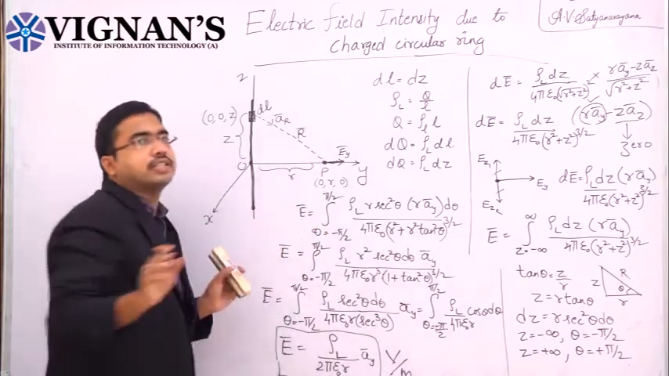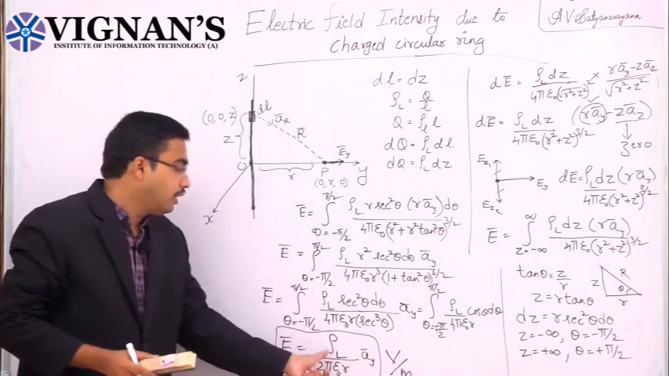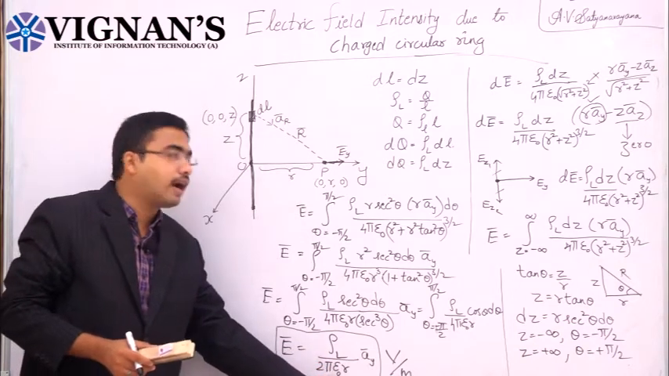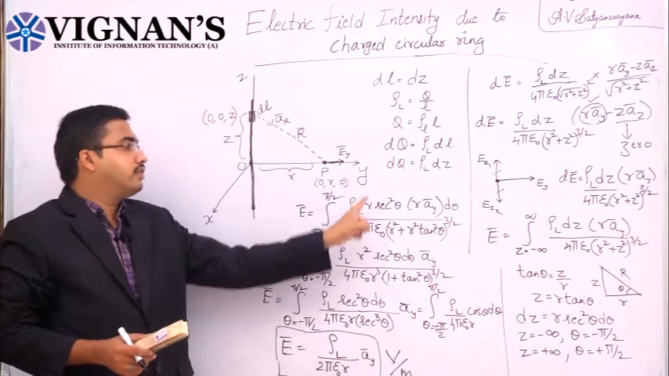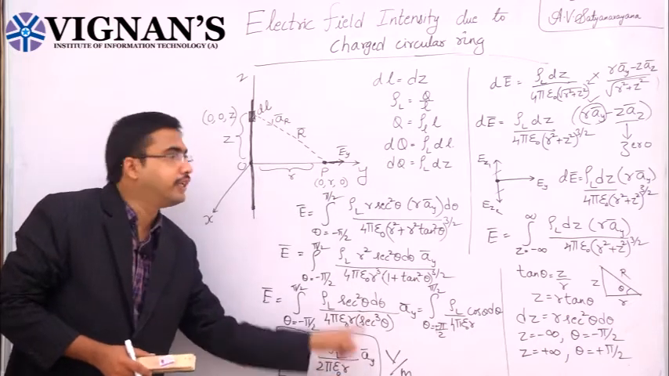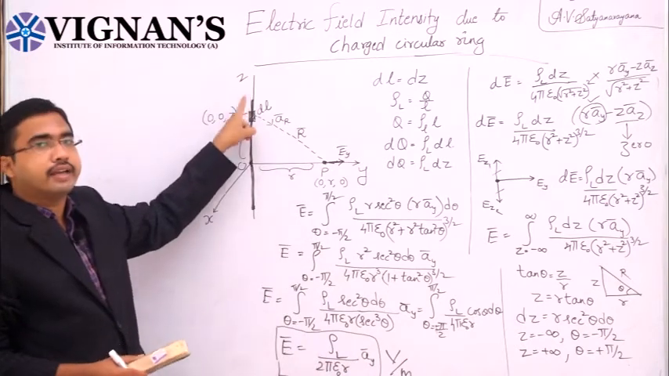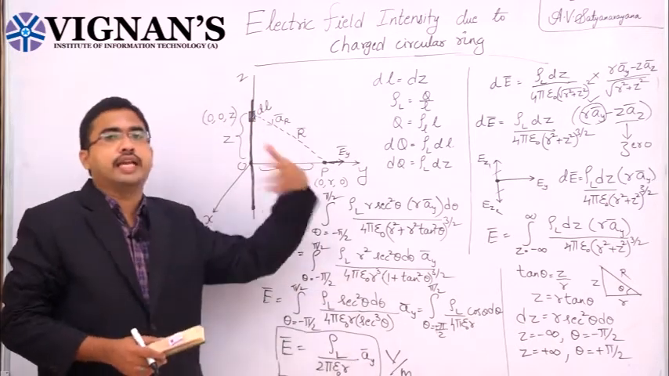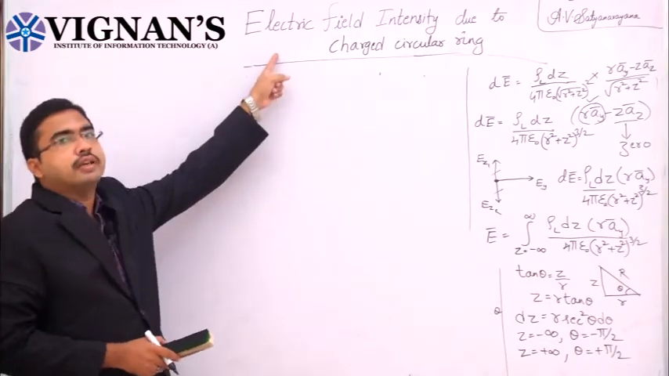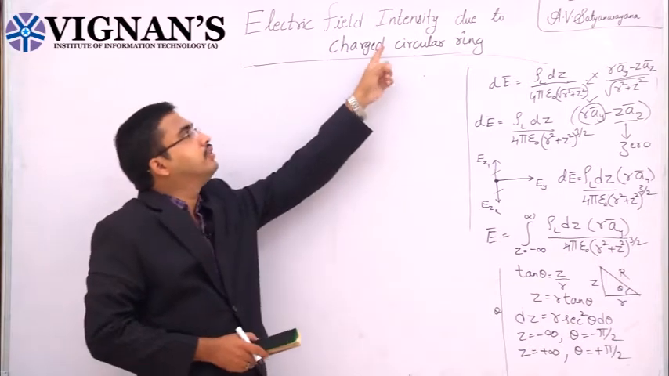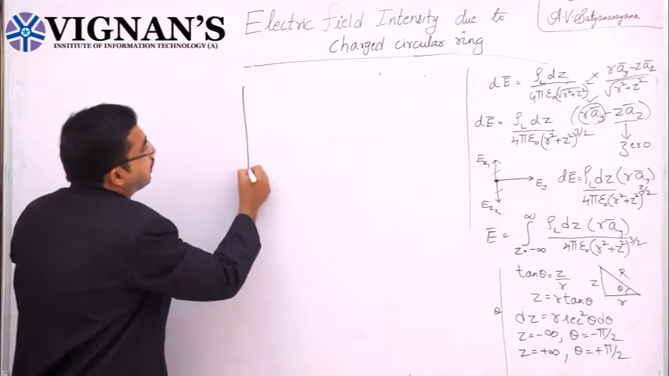So the first derivation is E bar due to an infinite line charge, which is equal to rho L by 2 pi epsilon naught r into a_y bar. As I am taking the point on the y axis, you are getting the vector as a_y. If you take this point on the x axis, you will get a_x. If you take this point on the z axis, you will get a_z. Like that you can generalize to any axis. Okay. Let us derive the expression for electric field intensity E due to a charged circular ring. That means consider the 3-axis system.